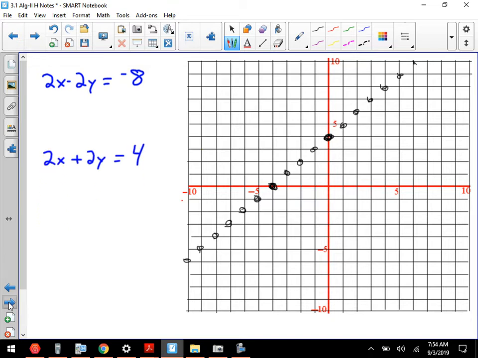And then same thing here. Y-intercept at 2, x-intercept at 2. And then this one shows us that we're going to have what kind of a slope? Negative 1, so the slope here. And looky, we found out where they ran into each other right away.